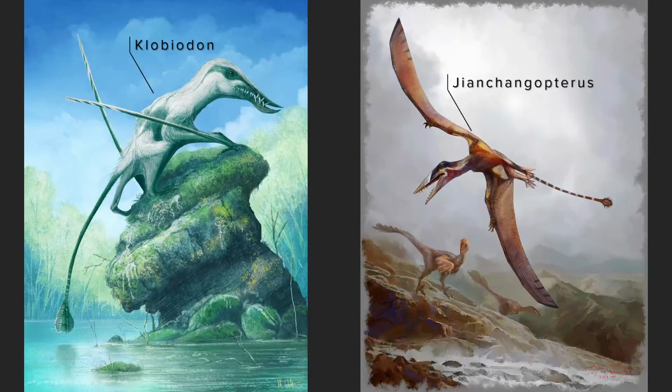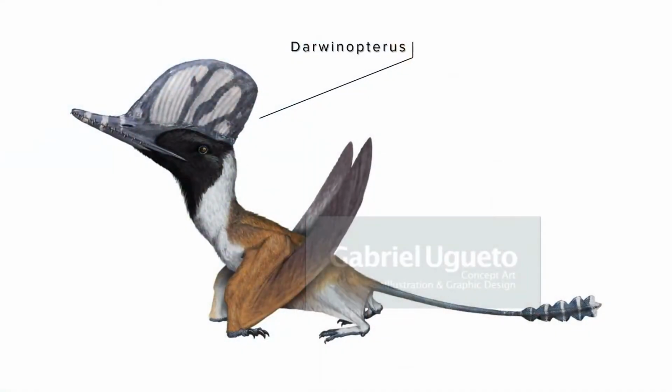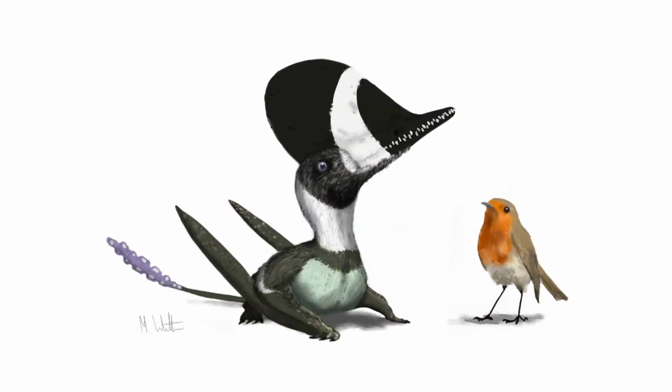There are those like Klobiodon, Jianchangopterus. Lots of them have pretty big teeth, but relatively small body sizes. It starts getting more interesting with this one. This is called a Darwinopterus. You can see that the tail is a little weirder. There are those like bony protrusions that make it look a little bit like a saw. There is this crest on its head. Evolution is starting to experiment with the pterosaur body plan a little bit in the Middle Jurassic.